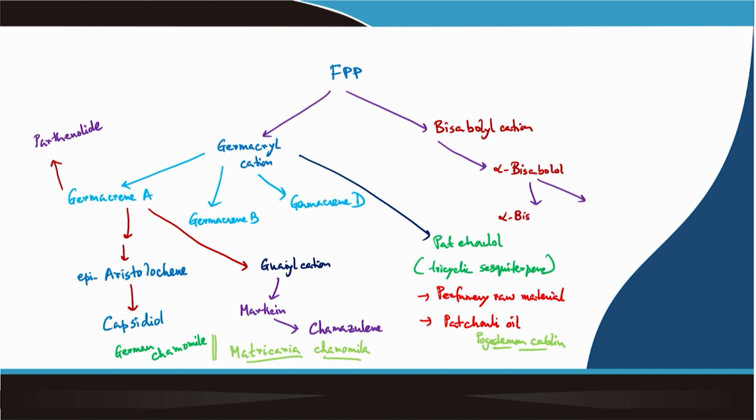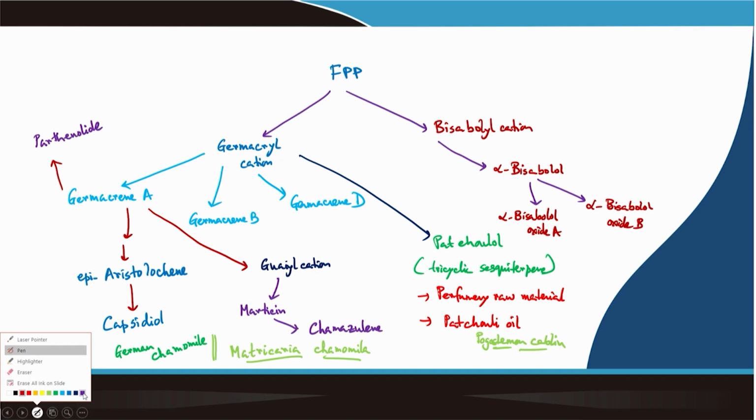Alpha bisabolol oxide A and alpha bisabolol oxide B, whereas the other route contributes towards the formation of artemisinin. So, I put the arrow in this way.